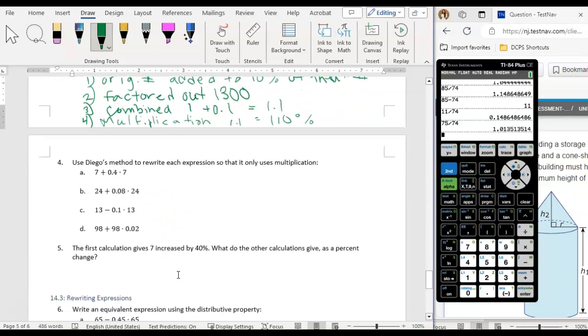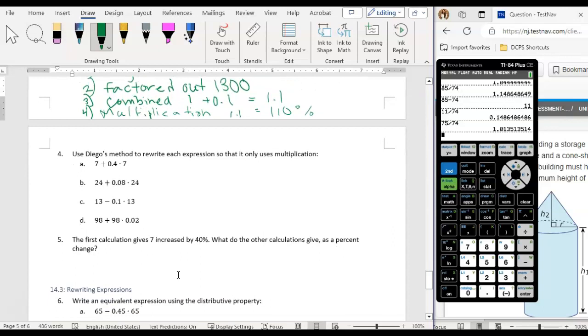All right, it says use Diego's method to rewrite each expression so that it only uses multiplication. So here, what's in common is 7, so we can factor out 7 and rewrite this as 1 plus 0.4, or 7 times 1.4. All right, this would be adding 40% of 7. So at the end, we have 140% of 7. Here, the thing that we have in common is 24. So we're going to factor out 24, and we have 1 plus 0.08, or 24 times 1.08.